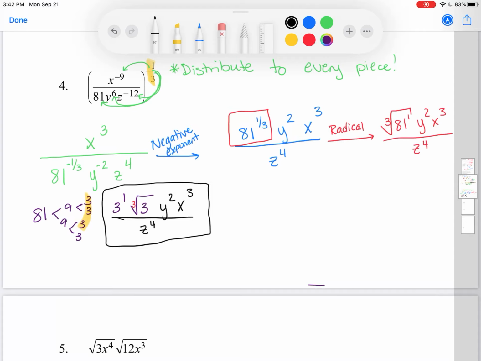Okay, I'm kind of flying through this quickly, so take a minute, look back. Does it make sense? We're doing one step at a time. The first step was power of a power.